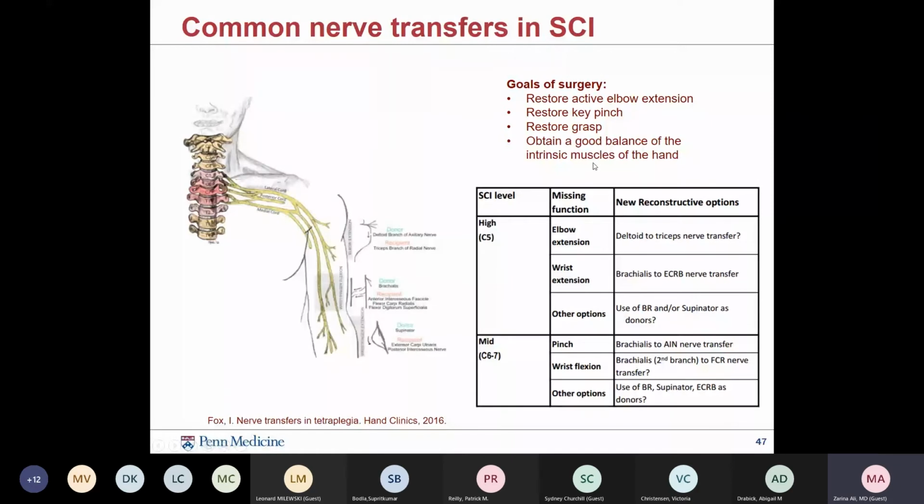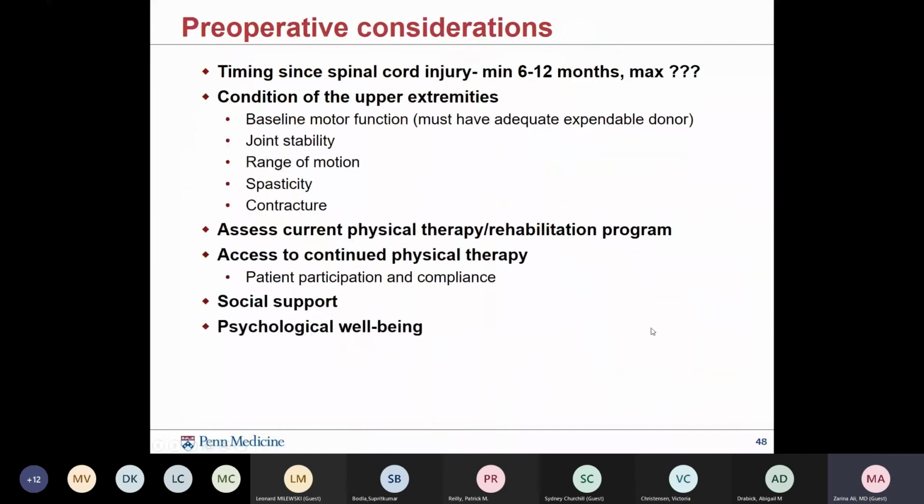So these are some of the different types of reconstructive options for patients with high or mid-level spinal cord injuries. There are a lot of preoperative considerations for these folks. We think about the timing since their spinal cord injury. In general, just like with peripheral nerve injuries, we want to wait and see what the full potential of their regeneration is. And often we're waiting at least anywhere from 6 to 12 months to see what kind of function they are spontaneously able to achieve after the insult.